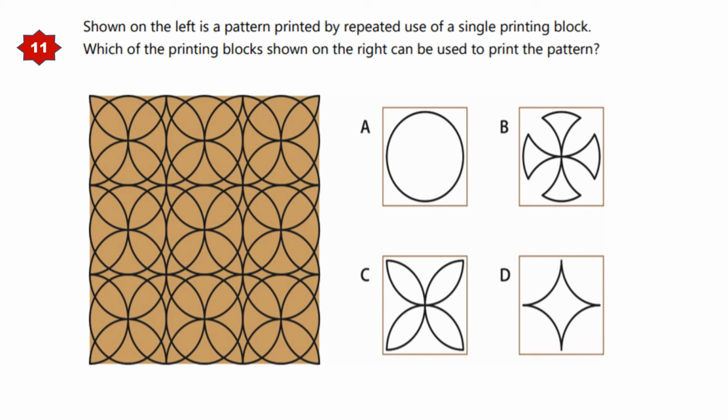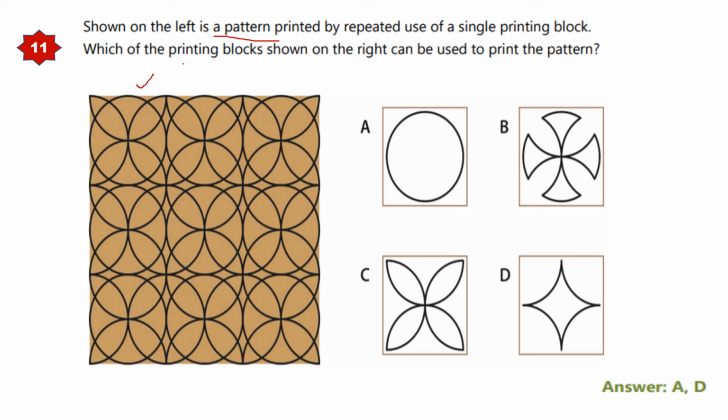Okay. Here we can see a pattern in the left, and we have four options. Some shape is repeated again and again. Is overlapped again and again, right? Which is that shape? It's option D. That shape is again and again repeated and overlapped in order to make that pattern.